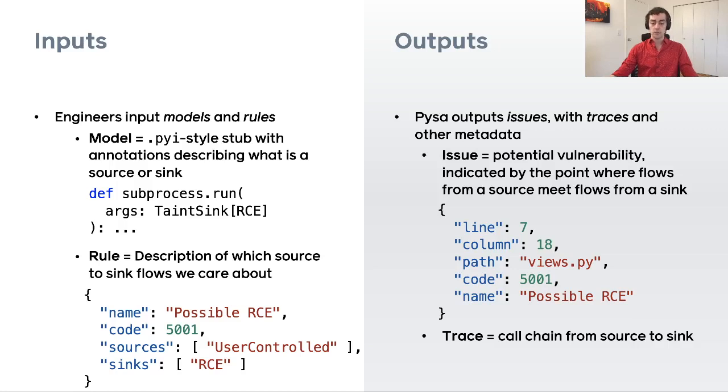Issues are basically just an indication of a potential vulnerability. They point to a specific point in your code where flows of data from a source meet a sink. Traces are just going to show you the call chain from sources to sink and can be really helpful when looking at flows of data that span many function calls.